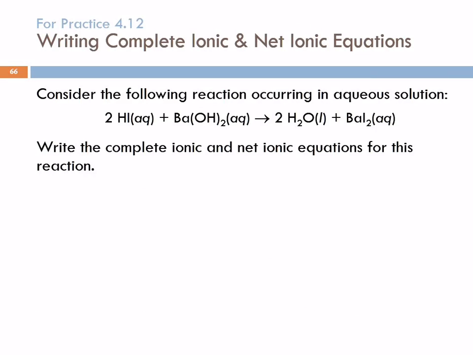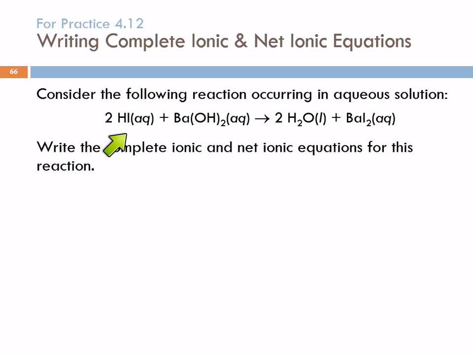Let's do an example. Consider the following reaction occurring in aqueous solution: 2HI plus Ba(OH)2 yielding 2H2O plus BaI2. It says write the complete ionic and net ionic equations for this reaction. When you're starting out, you need to write the complete ionic equation before you can write the net ionic equation. Later, you might be able to skip that. But for now, you've got to do the complete ionic equation first.